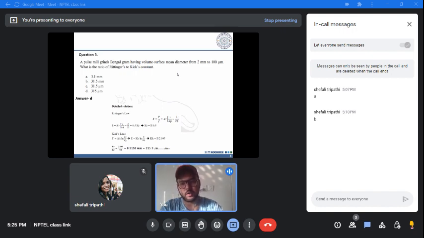And according to Kick's law, the formula will be E equal to K, Kick's constant, into log of feed diameter upon product diameter. If you solve this, Kick's constant will be E upon 2.995.